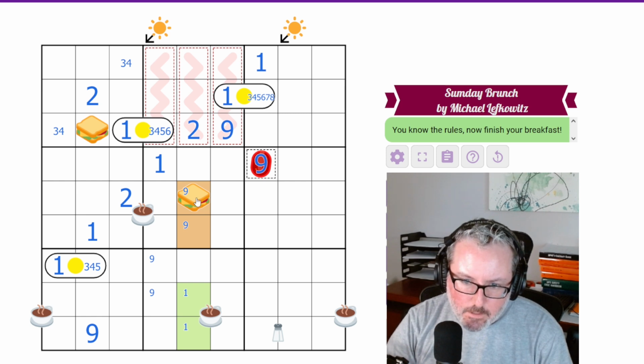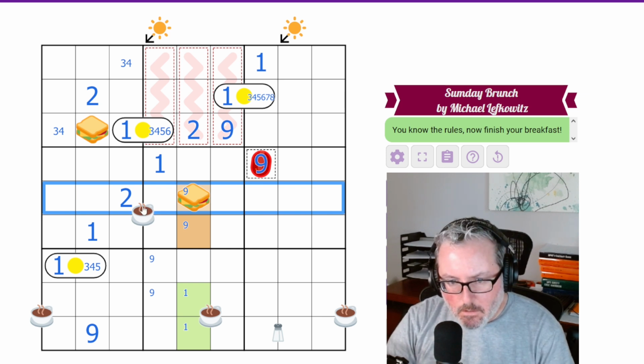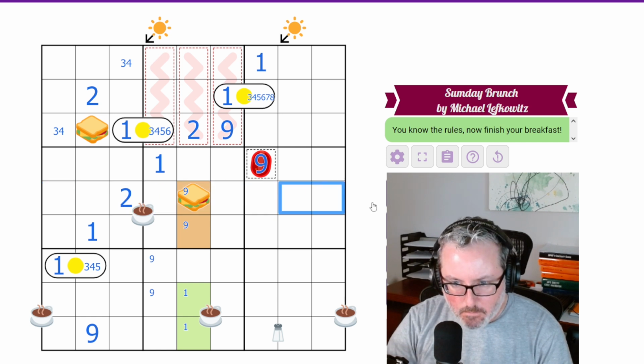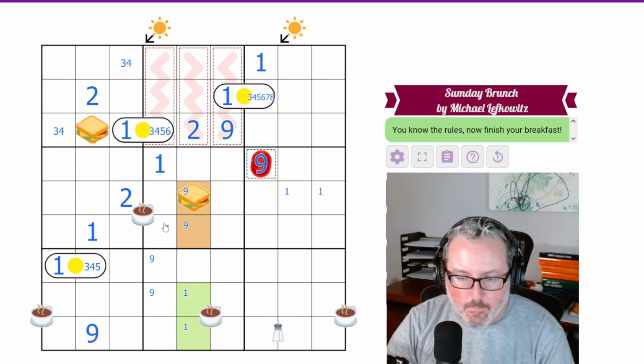No. Have I used... Well, I haven't really used this sumwich. So where can a 1 go? It can't go here. Obviously, it can't go here, and it can't go here. So one of these is a 1. You could have gotten that with just using normal Sudoku as well. Well, what I used was normal Sudoku, but in reference to this.